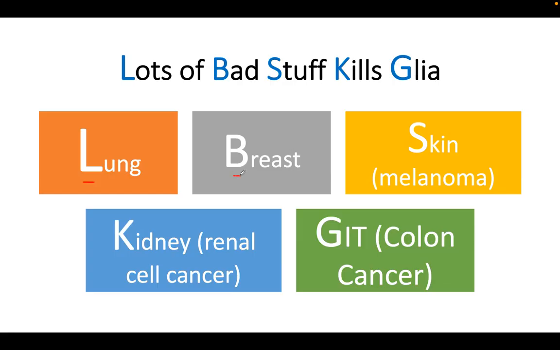B, that's for the breast. S is for the skin, which refers to melanoma. K is for kidney cancer. G is for GI cancer. In descending order, these are the primary neoplasms or cancers that usually metastasize to the brain. The most common is lung cancer. Okay, so please remember this.